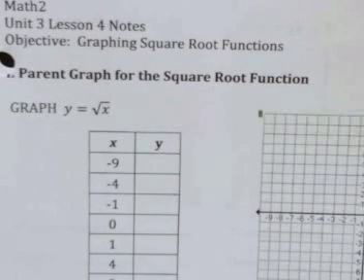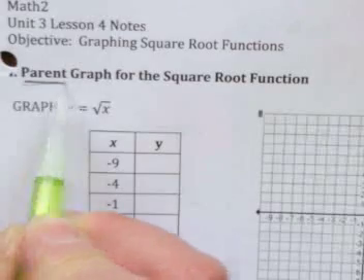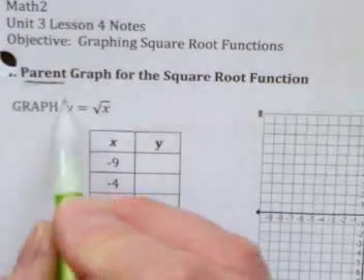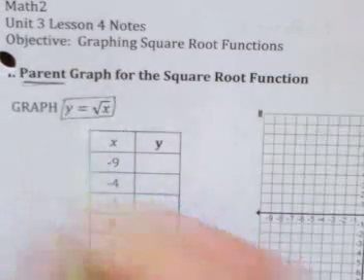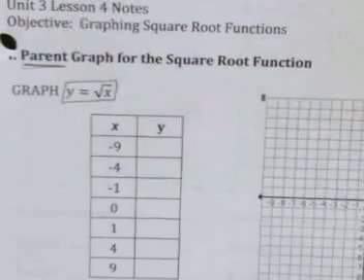This is part one of our lesson on graphing square root functions. So I'm going to graph, you'll notice it calls this the parent. I'm going to graph the parent square root function, which is y is equal to the square root of x. And the way I'm going to do that is by plotting points.